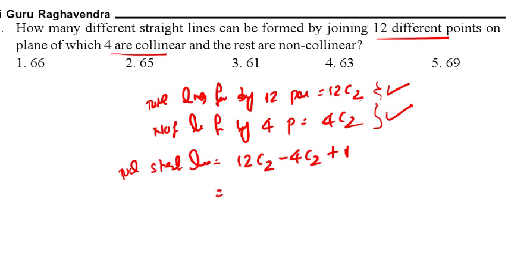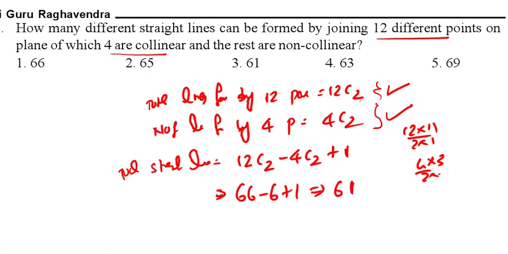So what is this? 12C2 means 66. 12 into 11 by 2 into 1, 66. 4C2 is nothing but 6. So 66 minus 6 plus 1, that is 61. So 61 is the correct answer. 61 means option 3 is the correct answer.